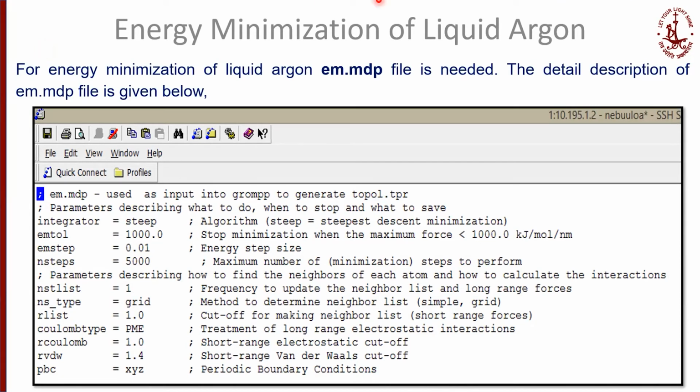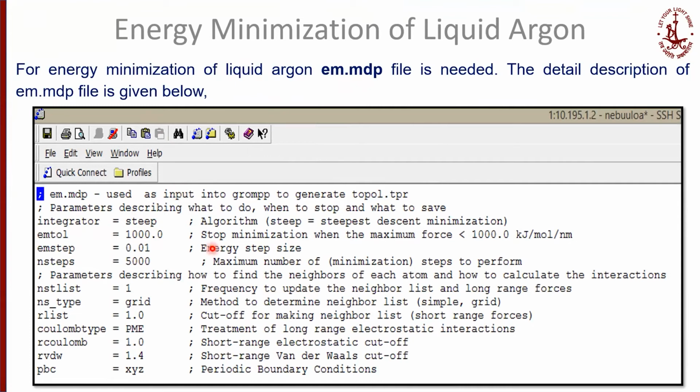So how is it done? It is done using this em.mdp, that is, the energy minimization molecular dynamics parameter file. This is the file format for it. What are the parameters? Integrator. Integrator means which algorithm you are using to calculate the minimum energy structure of your system.